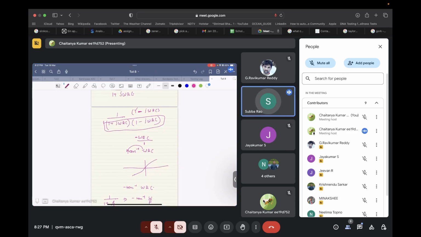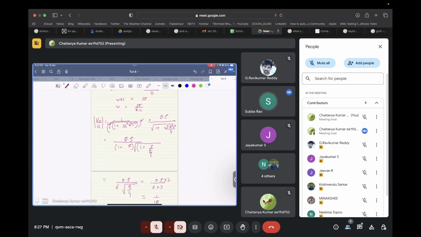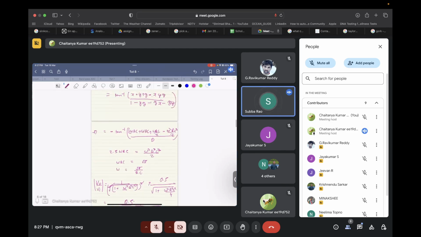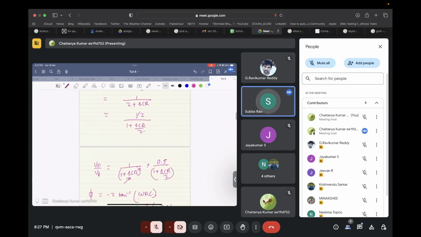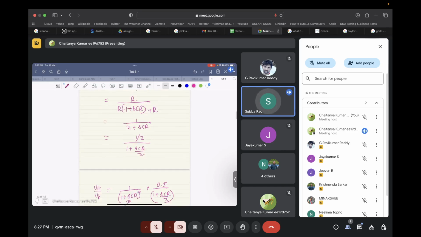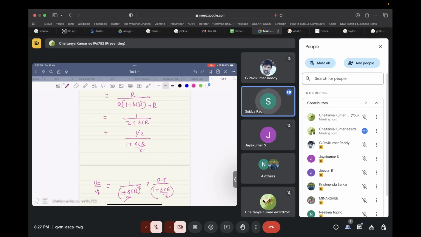Sorry, here VF by V1, please go to that point, sir. VF by V1, this one? Before that step, sir, the starting. You mean the transfer function? Yes, sir, the transfer function. Please explain how we got 1 by 1 plus SCR whole square into 1.5 by 1 plus... Because both are the same, we have written it like that.